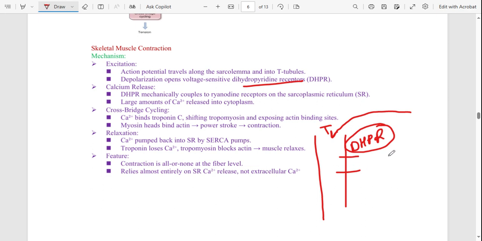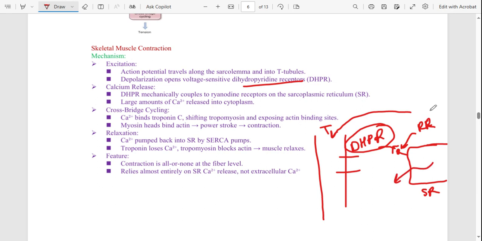The dihydropyridine receptor is actually coupled to the ryanodine receptor. These are coupled. The ryanodine receptor is present on the sarcoplasmic reticulum. So once the dihydropyridine receptor is activated, it is going to cause the ryanodine receptor to be activated, and then calcium is going to be removed.